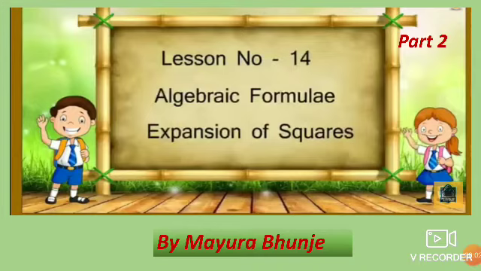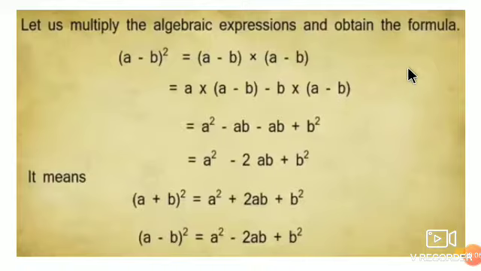Algebraic formulae, expansion of squares, part 2. Let's see another formula, that is (a minus b) whole square. In the last formula we have seen a plus b. Here a minus b is there. So again, square means we have to multiply again (a minus b) into (a minus b).